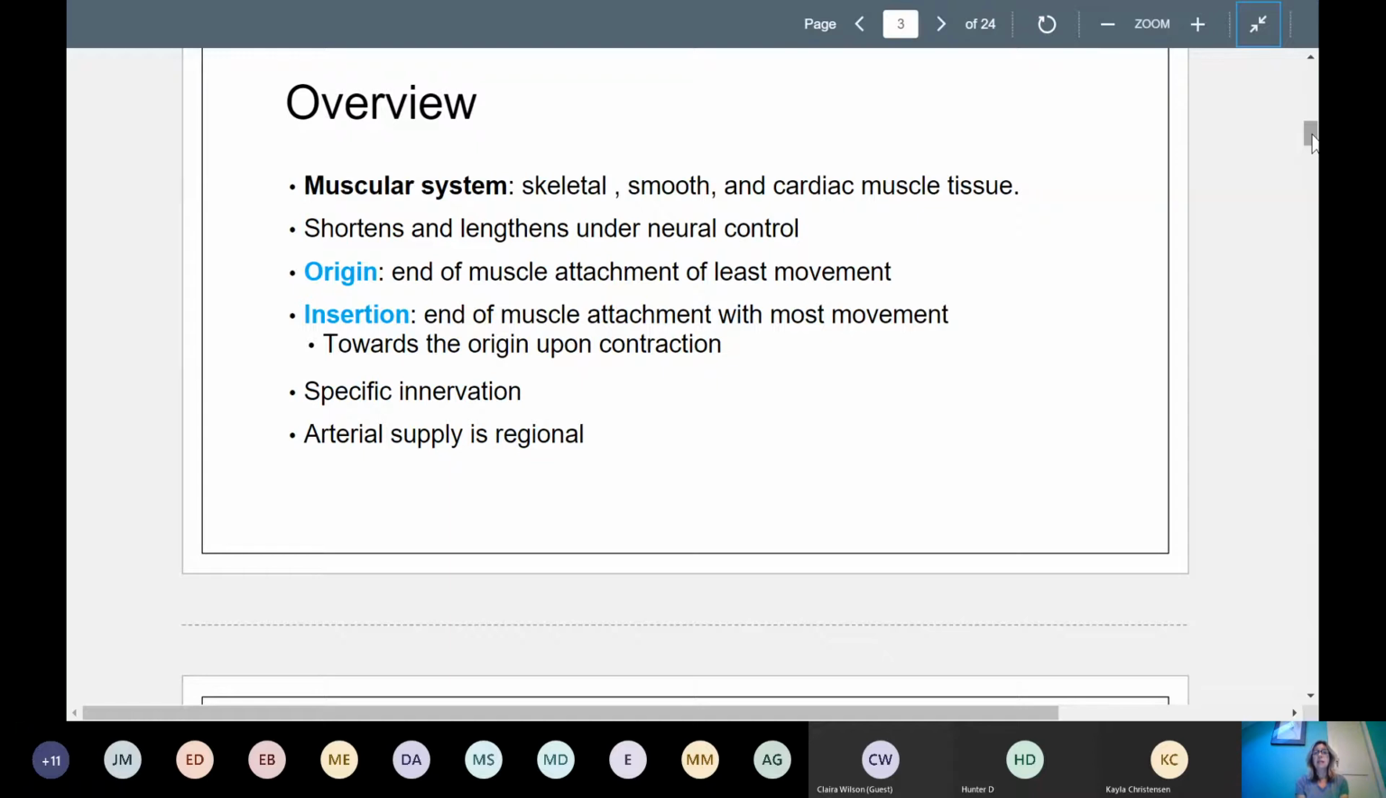So the origin is the end of the muscle attachment of least movement. In the head and neck, the origin is going to usually be someplace on the skull or the neck. And the insertion is the end of the muscle attachment that has the most movement. So in other words, it's going from the origin, which is like a more solid standpoint, to the area of insertion. And the insertion area is what's going to move. I'll explain that a little bit when we start looking at the different muscles.